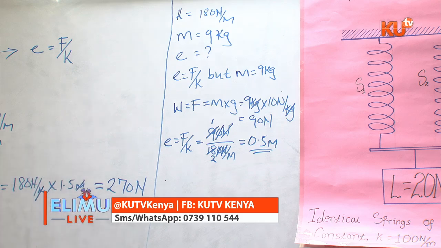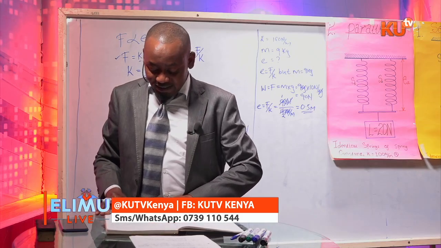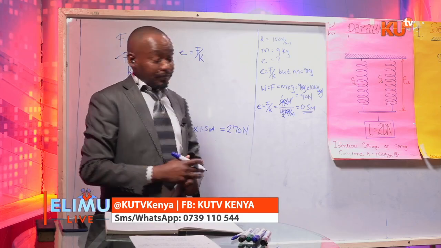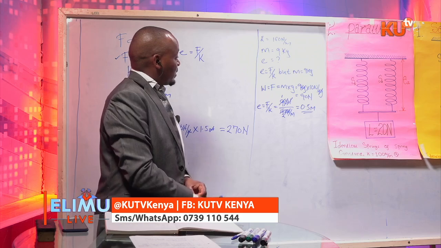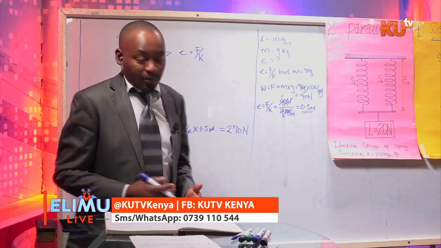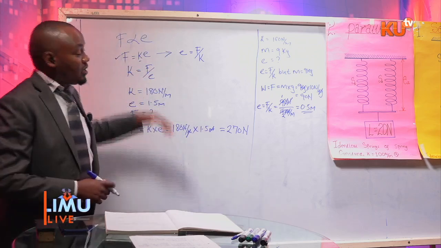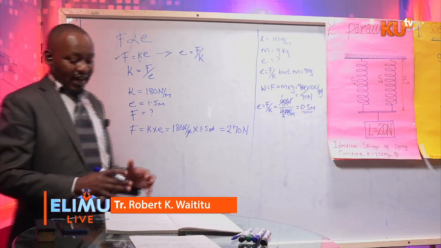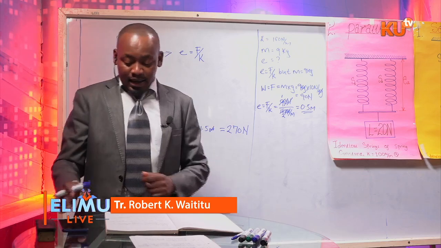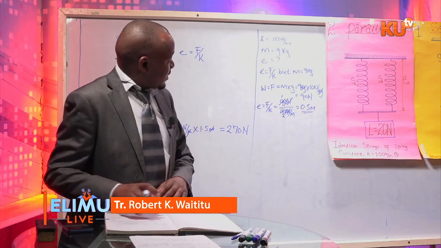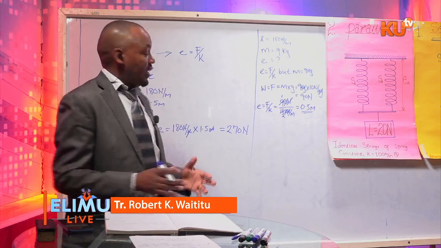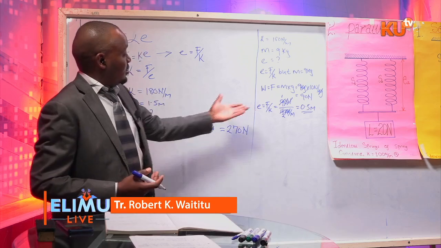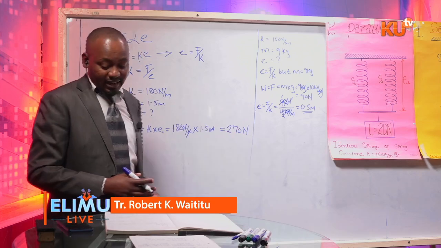Simple concepts, and we usually say these are areas where students can maximize in scoring marks, since the concepts are not all that complex. You're required to remember the formula. When you have the general formula, you can always play with it and then be able to establish or find out the unknown, either the constant, the force, or the extension, as we've done in our example.